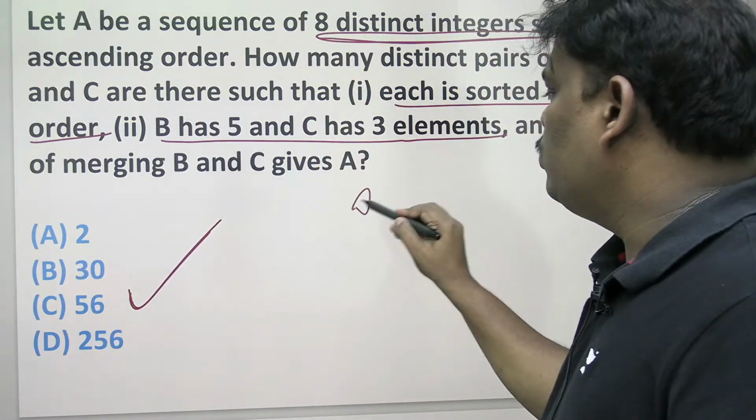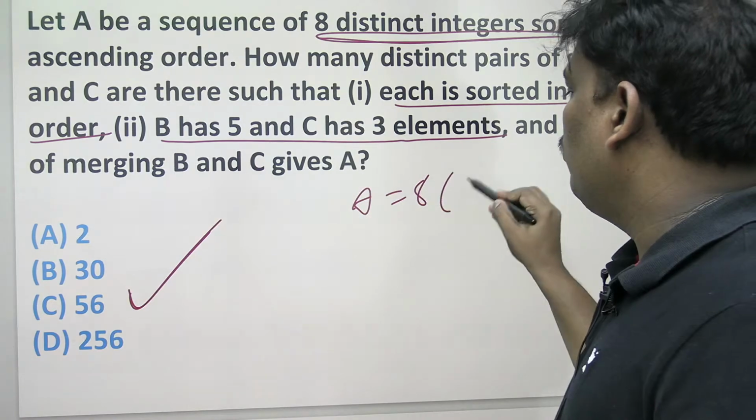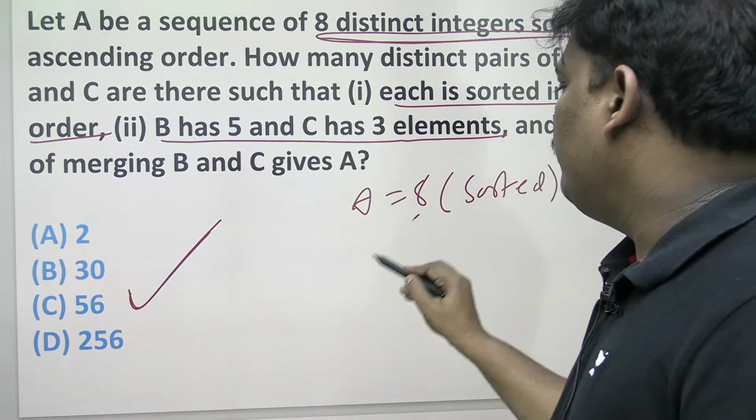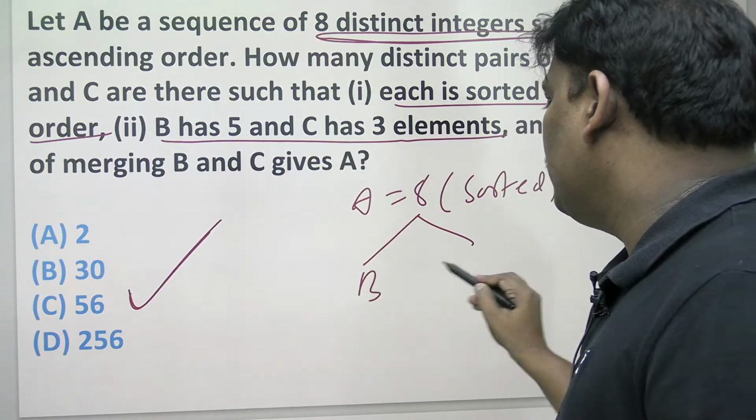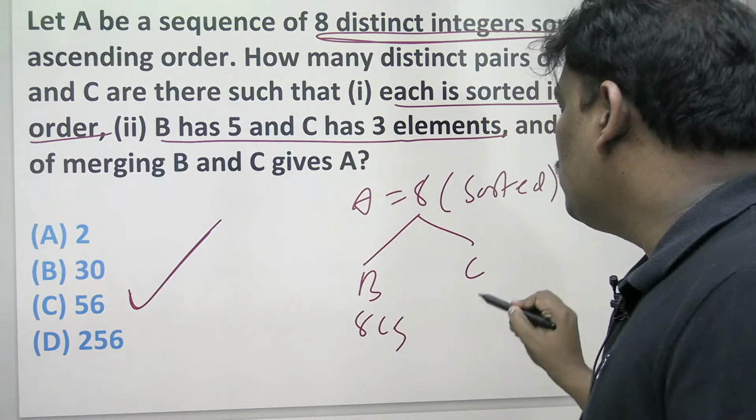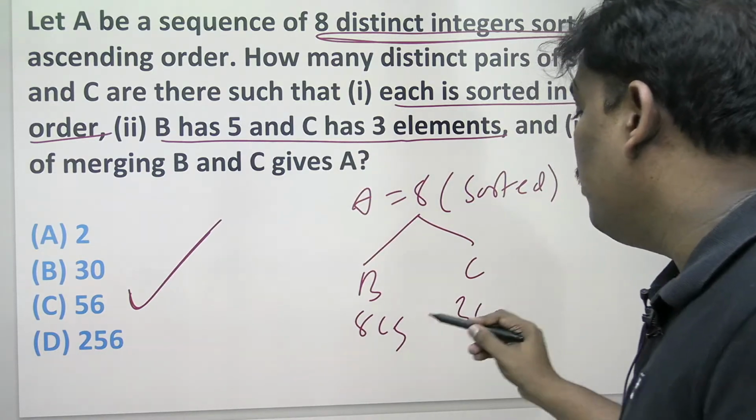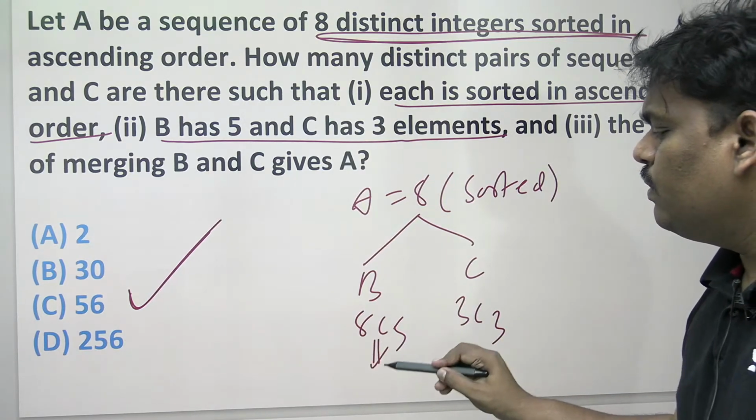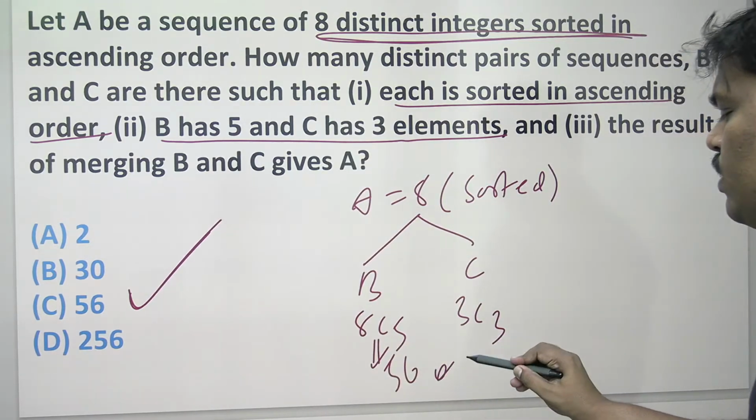So A contains 8 people, and one more thing is it is sorted. So this 8 will be divided into 2 parts, B and C. Right? So B is going to be 8C5, C is going to be 3C3. Combination. Right? Sorted array combination is sorted.